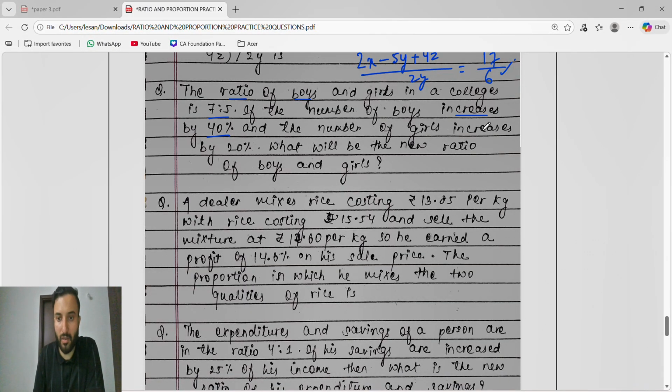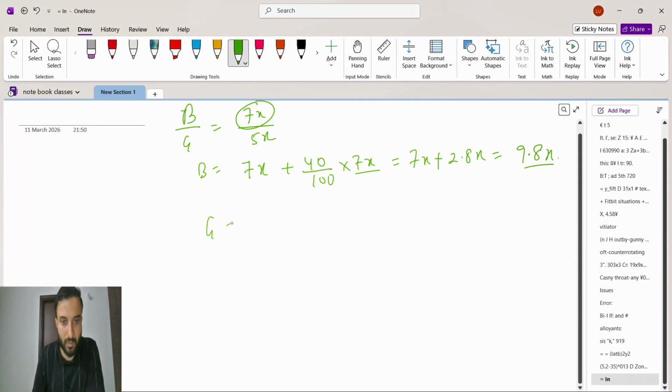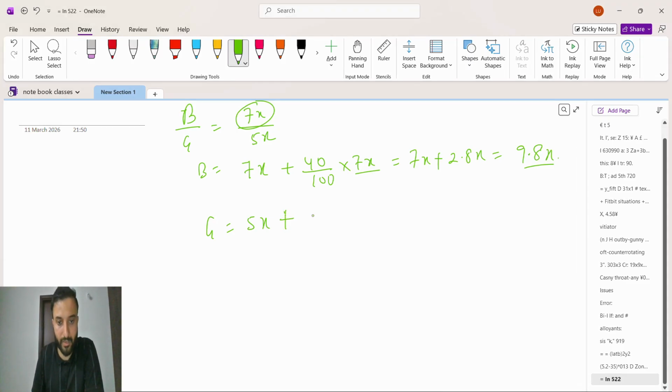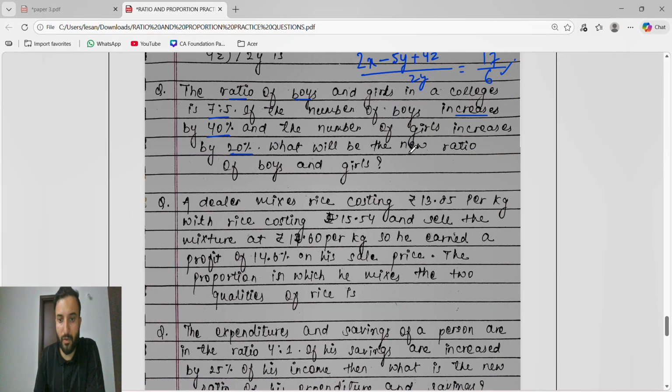And the number of girls increases by 20%. The girls were 5x, increased by 20%. So 20% of the old value. You'll get 5x plus 20 divided by 100 into 5, which is 1x. 5x plus 1x, 6x. Now they ask what will be the new ratio.